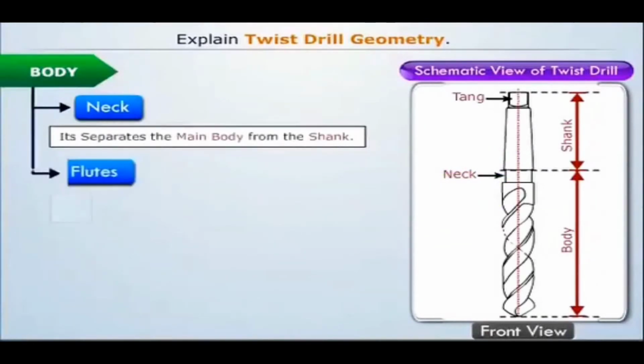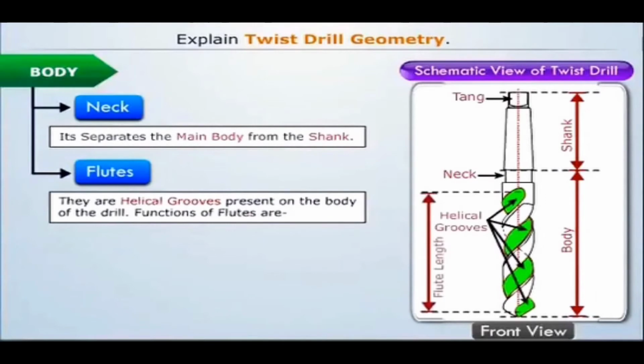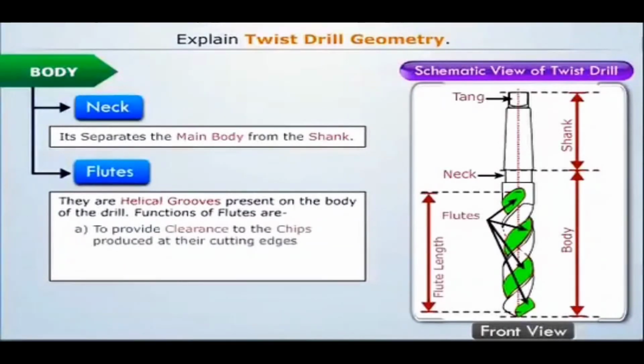As we move below the neck, we see that two helical grooves are present on the surface of the main body throughout its length. These helical grooves are known as flutes. Their main functions are to provide clearance to the chips produced at the cutting edges, and to allow an easy passage for the cutting fluid to reach the cutting edges.